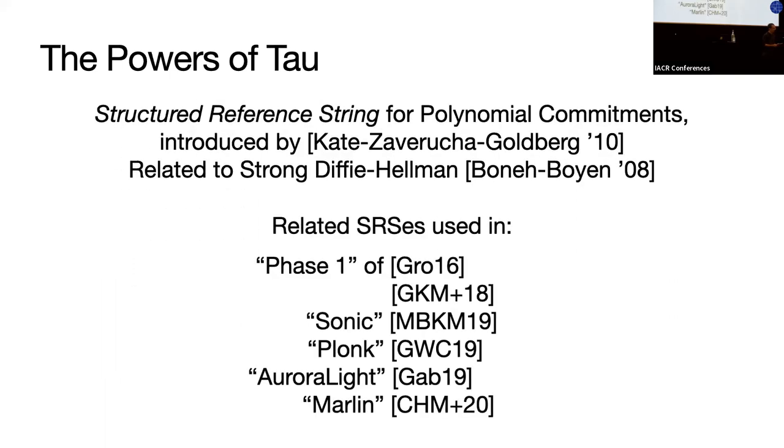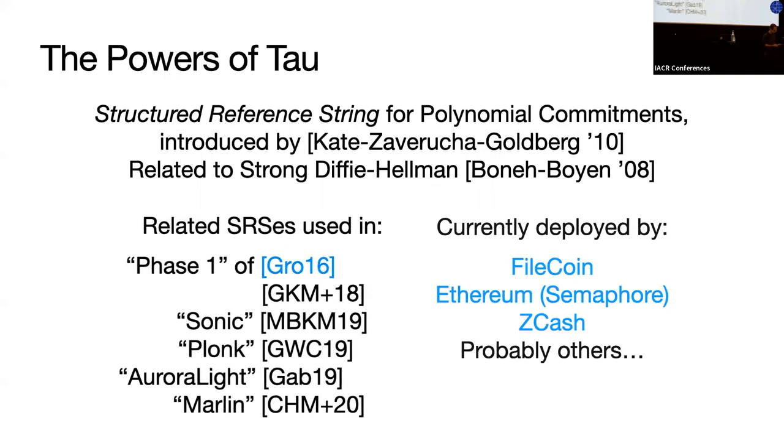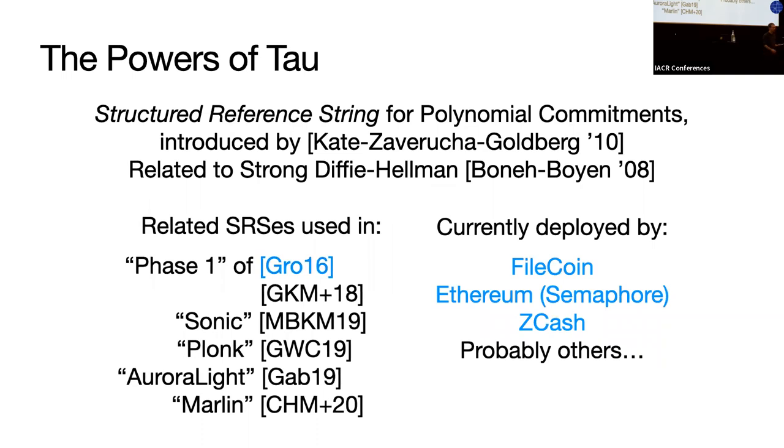Related structured reference strings are also used in Groth16 SNARKs and a number of SNARK derivatives, including Sonic, PLONK, Aurora Light, and Marlin. And via SNARKs, these are actually deployed in the world today. So at the very least, Filecoin and Ethereum and Zcash use SRSs of this form, and there's probably some others as well.